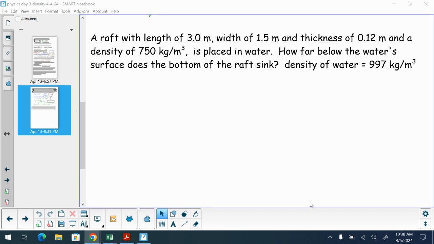All righty. We have a raft with a length of 3 meters, width of 1.5 meters, thickness of 0.12 meters, and a density of 750 kilograms per meter cubed is placed in water. How far below the water's surface does the bottom of the raft sink?